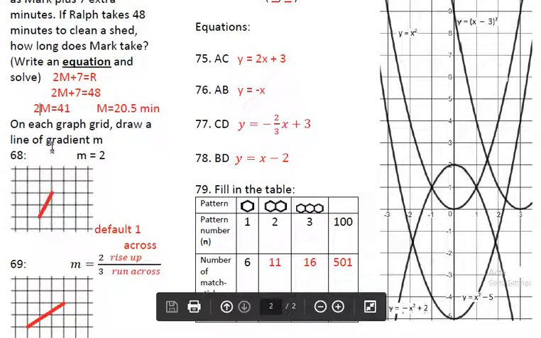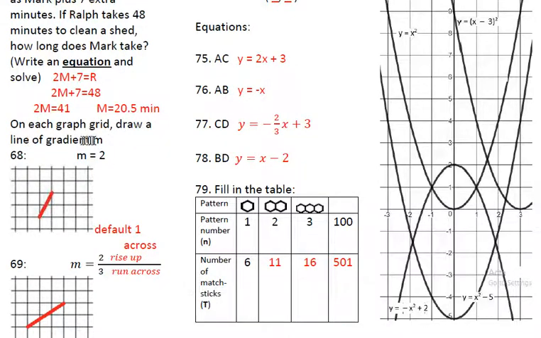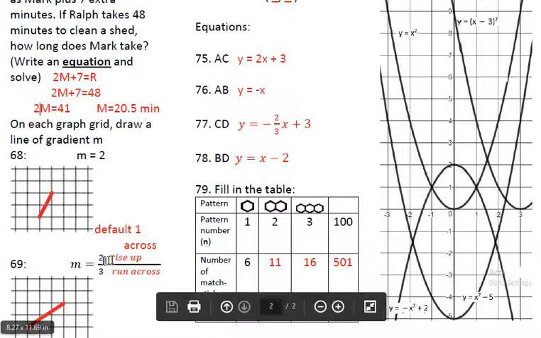Next bit, number 68. On each graph grid, draw a line of gradient m. Okay, gradient m equals 2. Now, this is effectively 2 over 1. There's another one here. Let's just go to this one to try and explain what's going on here. We've got rise over run. Rise is how far up you go over how far across.